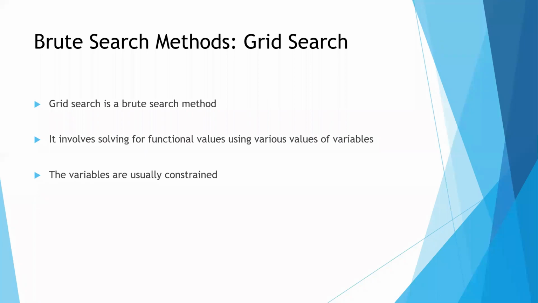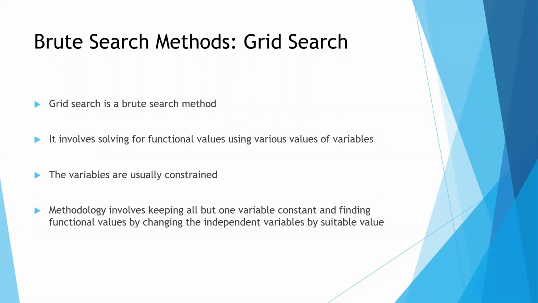The variables are usually constrained. When I say constrained, what does that mean? It means there is a limit to a particular variable. So there will be a range given for a variable. Let's say if your variable is x, there will be a range given to you: minimum value for x, maximum value for x. Similarly, minimum value for y, maximum value for y. Your answer should lie between these two numbers.